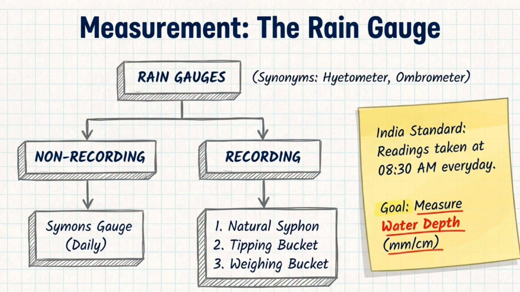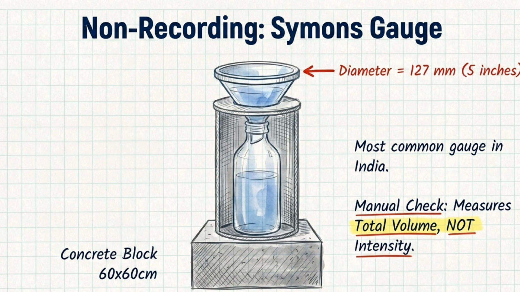time or not. Now let's understand the Symon's rain gauge, which is a non-recording rain gauge. First remember that this is the most commonly used rain gauge in India. At the top there is a circular collector funnel. The diameter of this collector is 127 mm, which is about 5 inches. This funnel collects all the rainwater falling over that area. The collected rainwater then flows through the funnel and is stored in a bottle inside the outer casing.